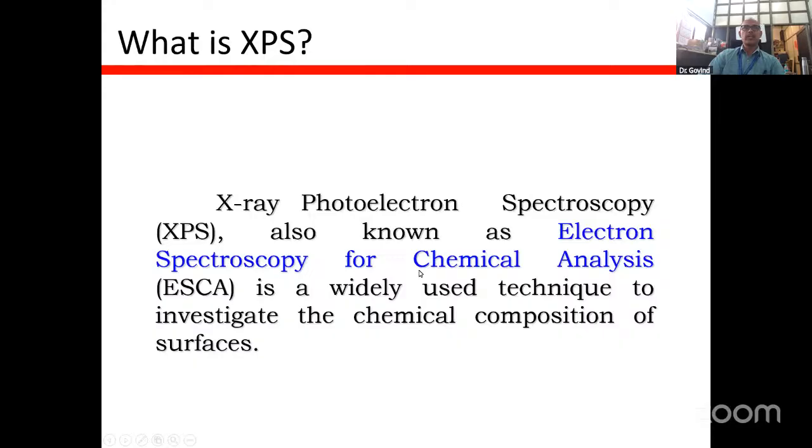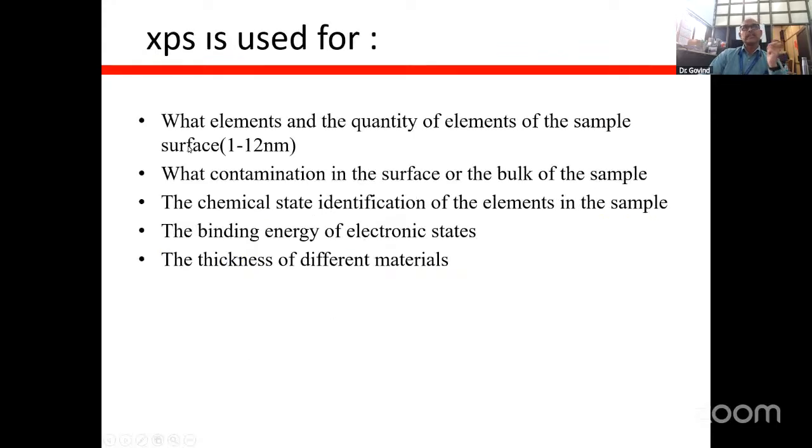In broader terms, XPS is also known as electron spectroscopy for chemical analysis. So it investigates the chemical composition at the surface. So what is it and why is it used? XPS is typically used to identify the element or composition on the surface up to 1 to 12 nanometers.